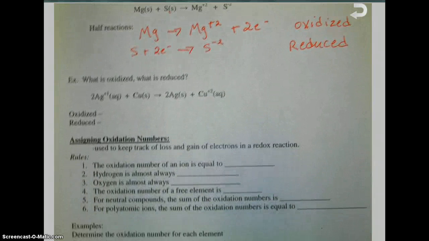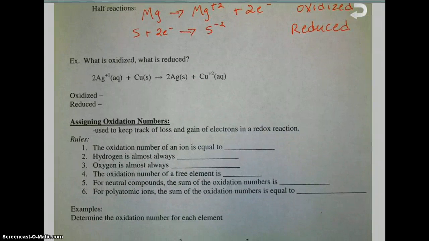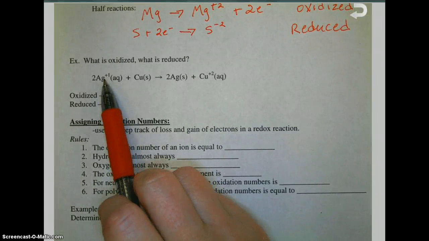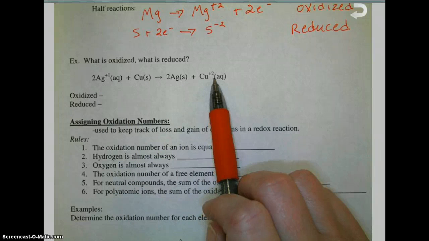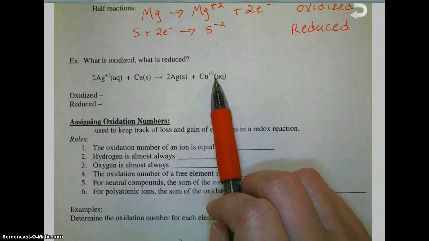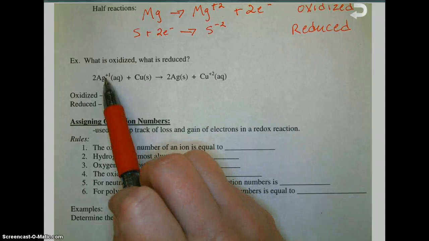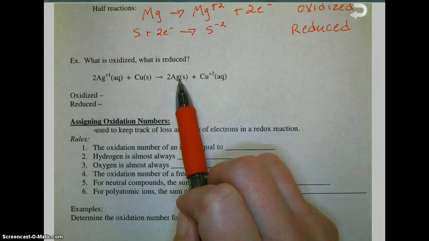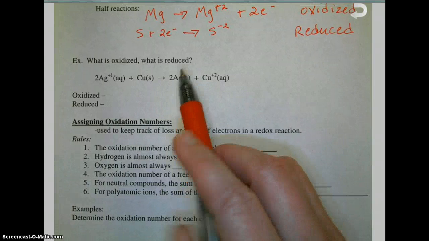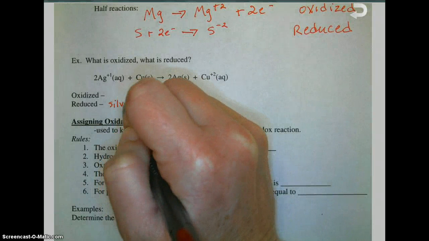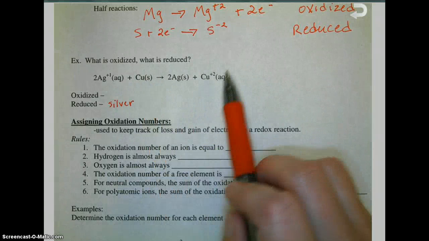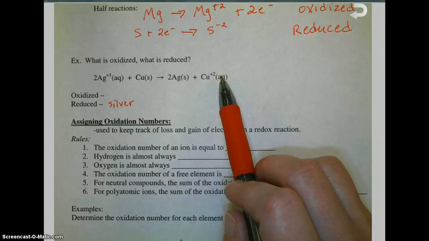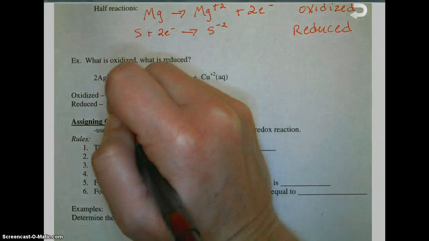Okay, let's look at one more and see if we can figure out what's oxidized and reduced. So we have a silver ion with a +1 charge reacting with solid copper to produce solid silver plus a copper ion. This is a single replacement reaction. So if we look at the silver, it started with a +1 charge and it ended up with no charge. So that means the silver gained electrons, and gaining electrons is reduction. So the silver was reduced. The copper started out solid and it became an ion with a +2 charge. That means the copper had to have lost 2 electrons, so it was oxidized.